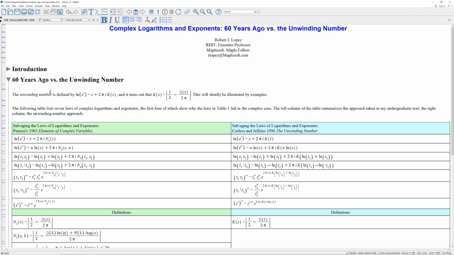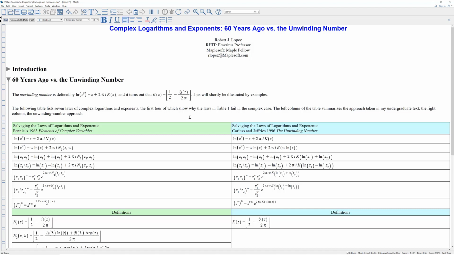We begin with a definition of this unwinding number. It's defined via this equation: log of e to the z is z plus this adjustment. And the adjustment is a multiple of 2 pi i times this integer. So k of z is an integer. This symbol stands for the greatest integer less than or equal to the argument. In Maple, this is done with the floor function, and this is the imaginary part of. And I'm going to use examples to illustrate this.